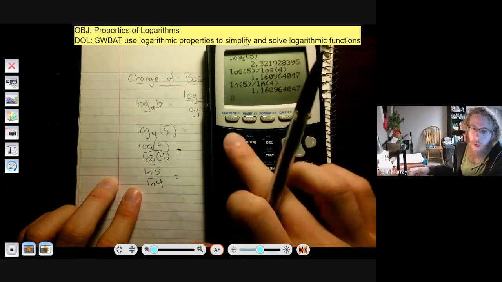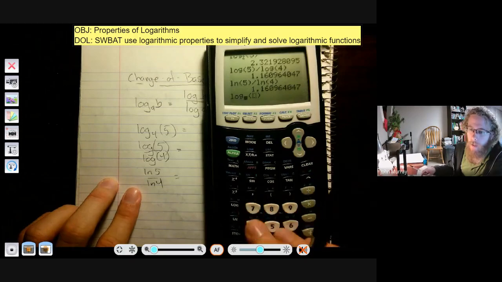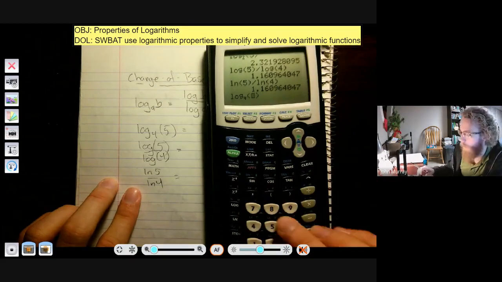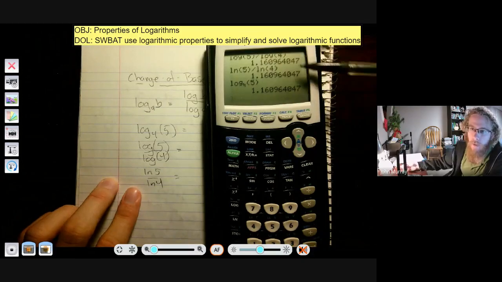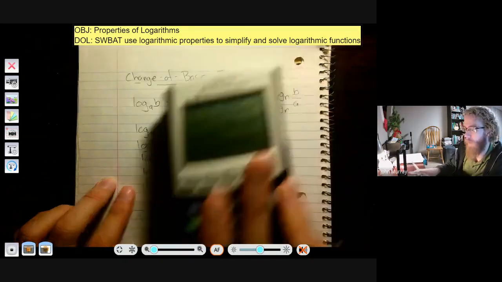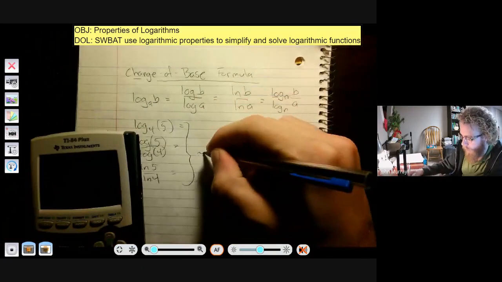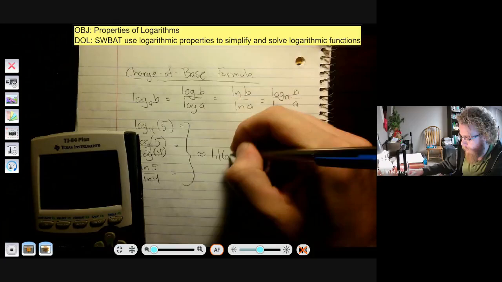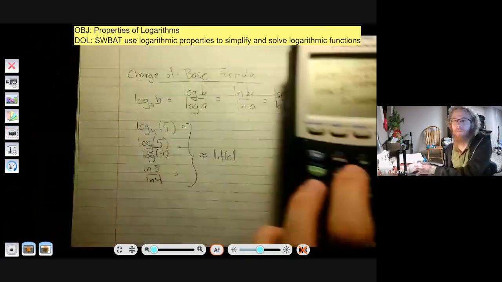And just because we have it, I'm going to calculate log base 4 of 5 directly, and we should, in fact, have 3 answers that are exactly equivalent. So all of these are about 1.161, if we're rounding.